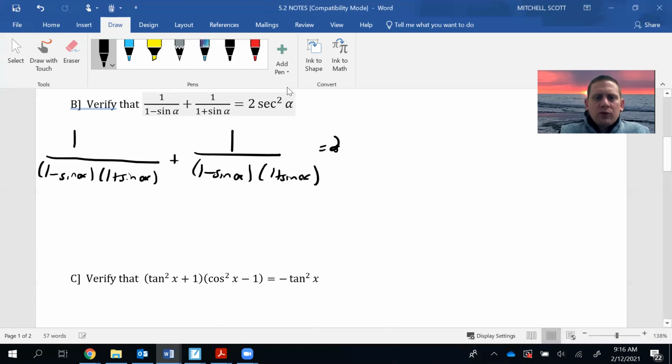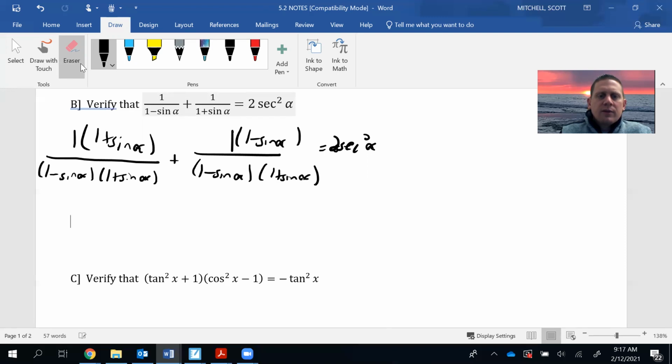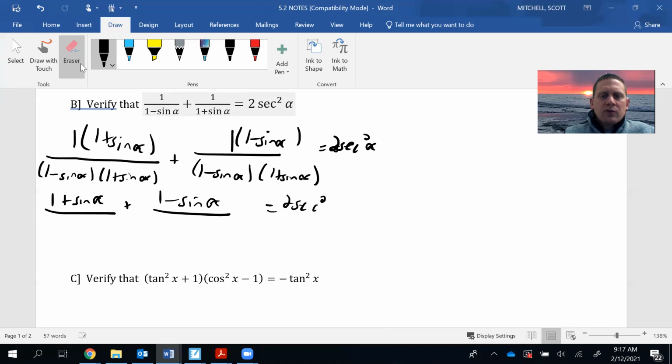And we still equal 2 secant squared of alpha. So whatever I do to the bottom, I have to do the top as well. So for this fraction, I multiply by 1 plus sine, so I have to multiply the top by 1 plus sine of alpha. And over here, I have to multiply by 1 minus the sine of alpha. So if you multiply through, you get 1 plus the sine of alpha on the top here. You get 1 minus the sine of alpha on the top here. You're still equal to 2 secant squared of alpha.